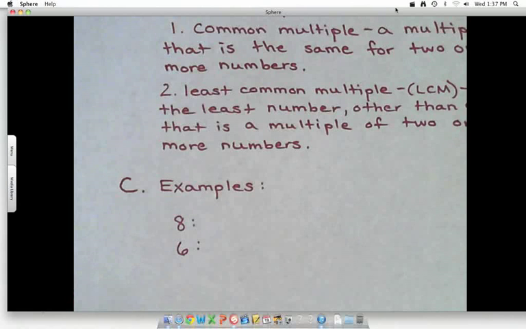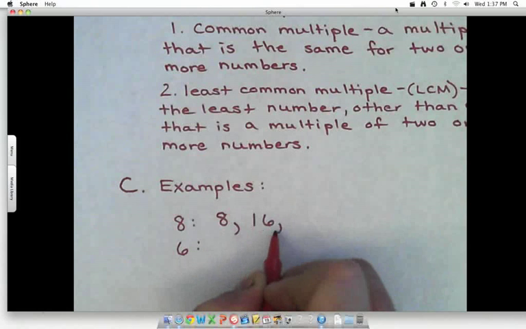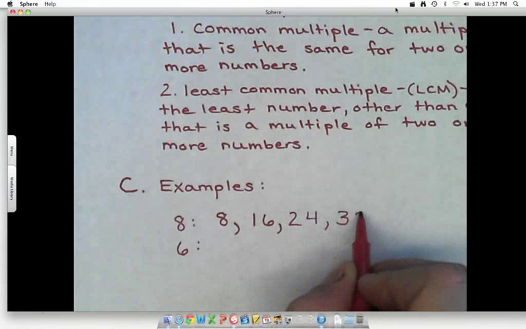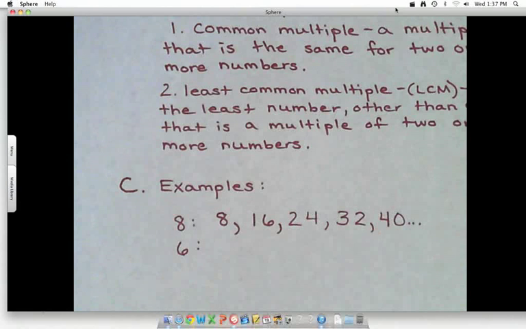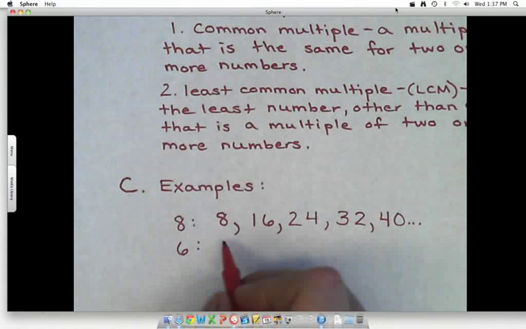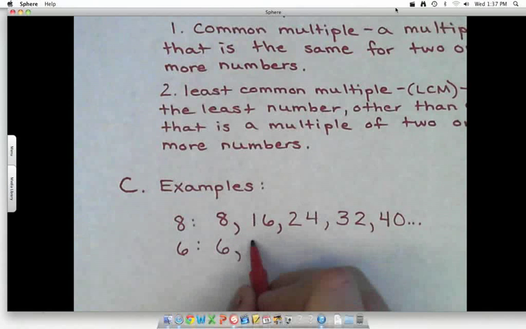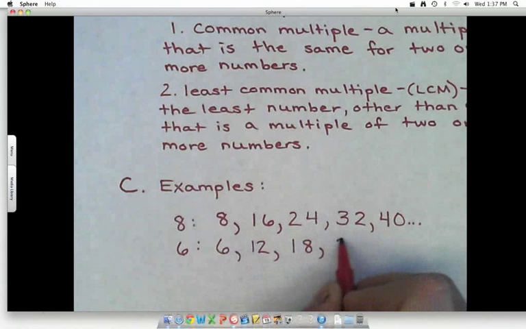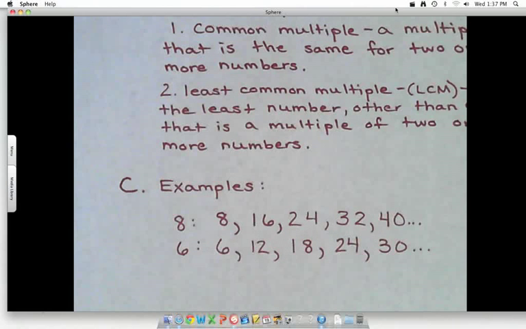Multiples of 8 would be 8, 16, 24, 32, 40, and so on. Let's say I have multiples of 6. Start with 6. 6 times 1 is 6. 6 times 2 is 12. 6 times 3 is 18. 6 times 4 is 24. You can see the pattern here, and I can continue on.